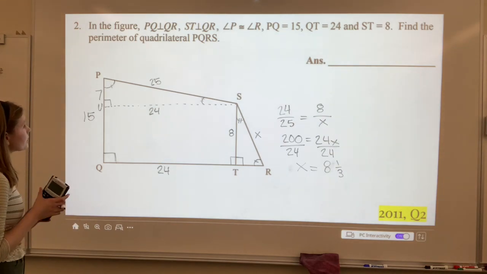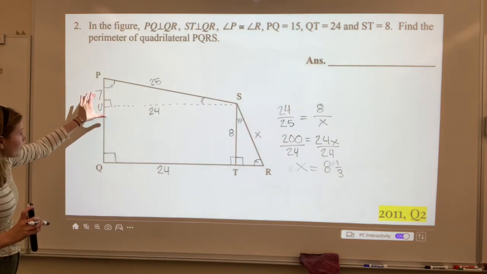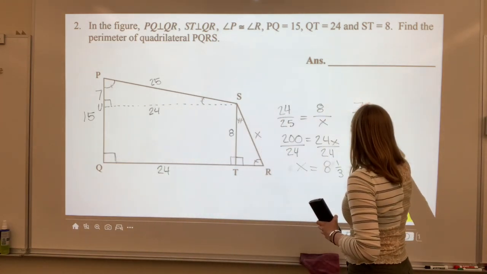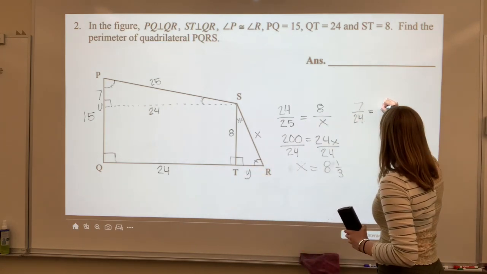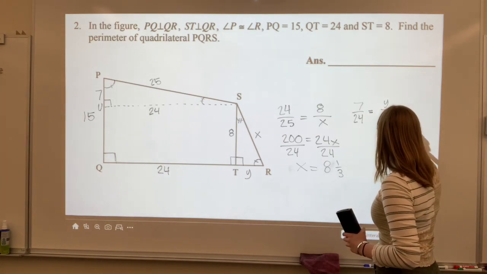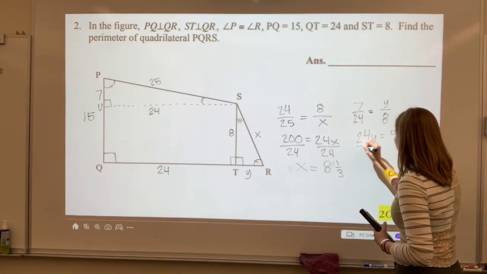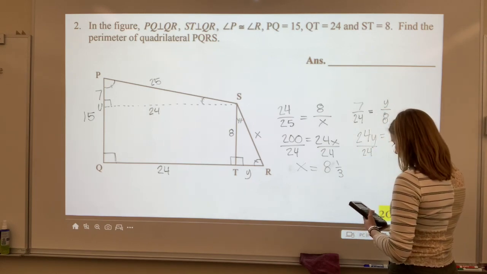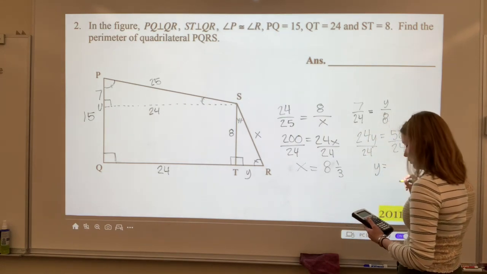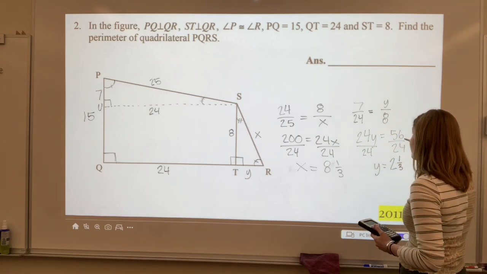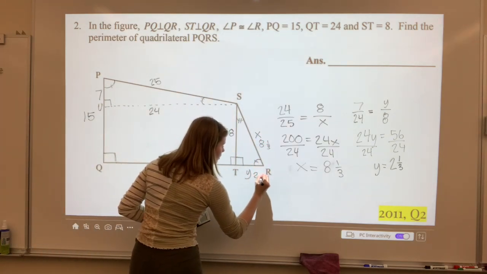All right, so I am going to do the same thing to find this shorter leg. So we know that 7 is to 24 as this leg, y, is to 8. Again, cross multiply, so 24y equals 56. Divide both sides by 24. And 56 divided by 24, y is going to equal 2 1/3. So I'm going to write those in: 8 1/3, 2 1/3.